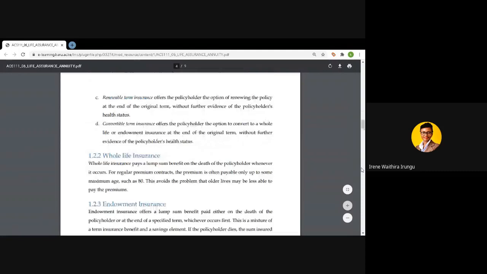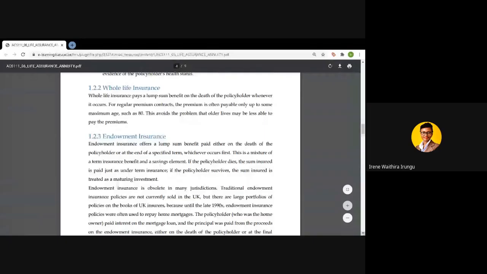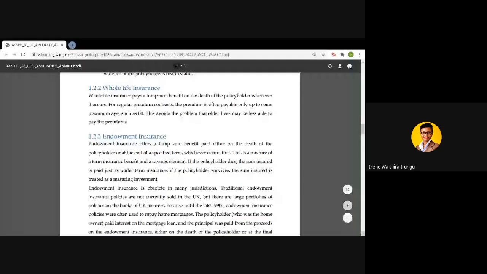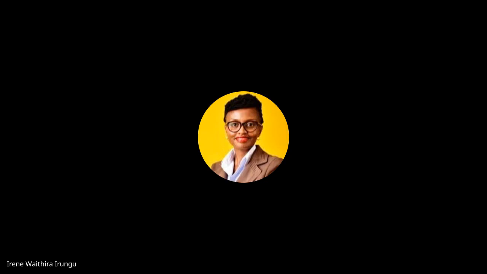So that is the first contract, term assurance. And we have seen that it is possible to have the level, the decreasing, to also renew it with the same terms, also convert it. And one of the conversions we have said is you can convert it into a whole life. So how our whole life works is that it pays a lump sum benefit on death of the policyholder. Again, remember, because the contracts we have so far covered are payable upon death, it means that the monies go to the beneficiaries of the policyholder. So this contract pays a lump sum benefit on death of the policyholder whenever it occurs.